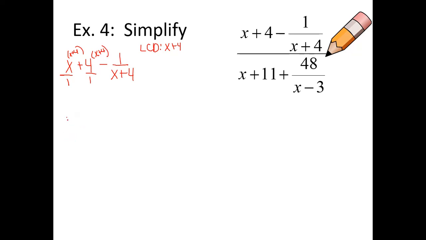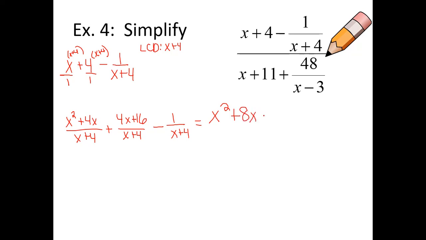So I will have (x² + 4x) over (x + 4), plus (4x + 16), I'm distributing that 4 in, over (x + 4), plus, it meant to be a minus. Silly Marsh. Come on, give me a minus. There we go. Minus 1 over (x + 4). So this turns into (x² + 8x + 15), right? 16 minus 1. Okay, so that's this numerator.